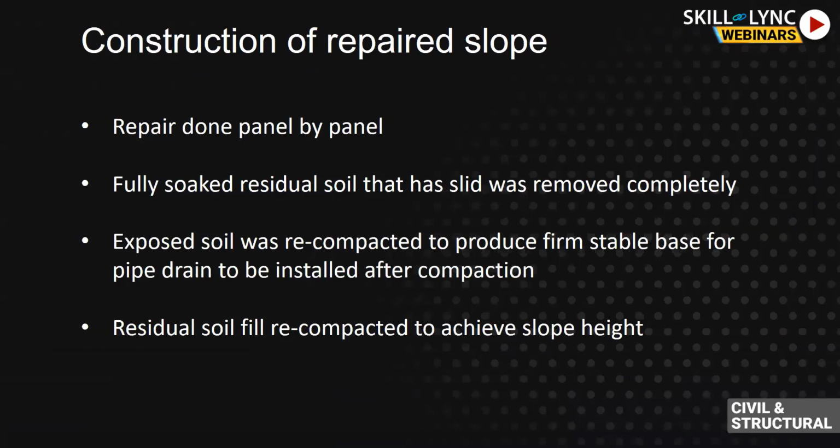The repair was done panel by panel, and all the fully soaked residual soil that had slid was completely removed and replaced. All the soil that was exposed was recompacted. In order to have a stable base, the soil just below the planned location of the subsoil pipe was compacted, so that you can place the pipe on firm ground. And the residual soil was compacted layer by layer to form a clean slope surface.